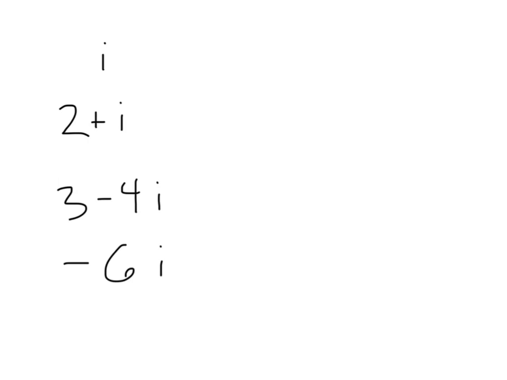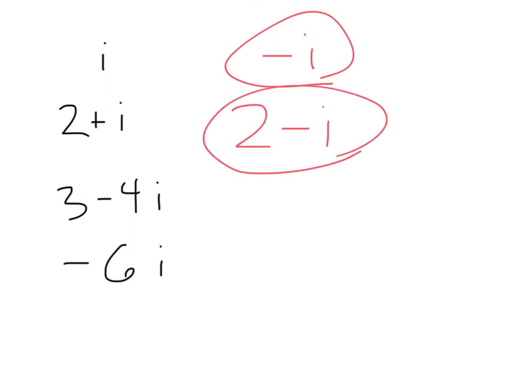We're headed into the lightning round. Quickly identify the conjugate for each of the given expressions. Here we have i. The opposite of that is going to be negative i. Here we have 2 plus i. The opposite of that is going to be 2 minus i. Here we have 3 minus 4i. The opposite of that is 3 plus 4i.